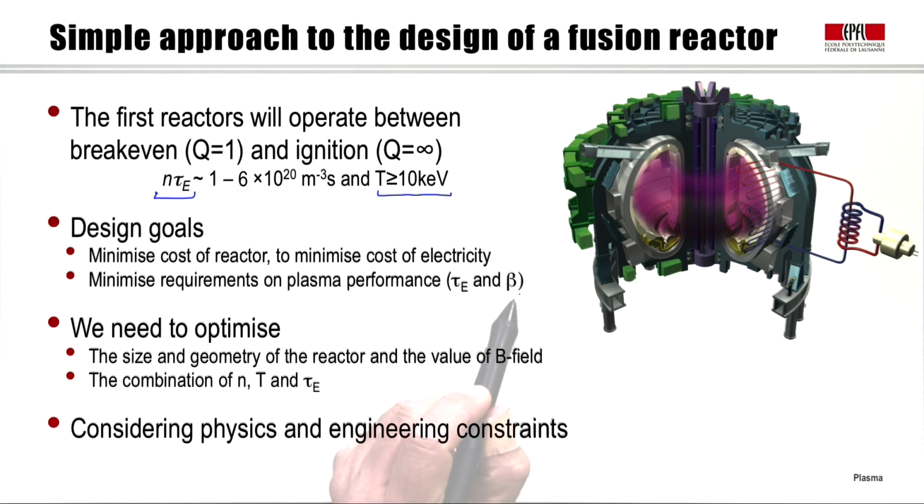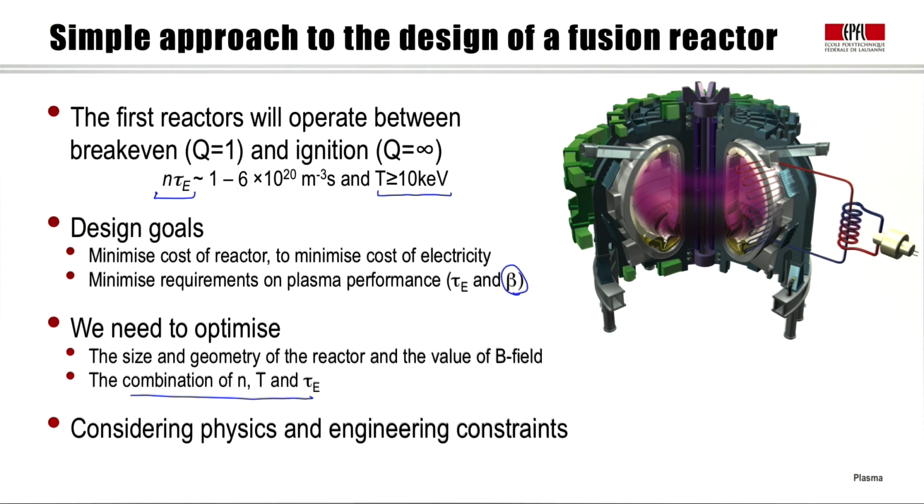That is, the beta of the plasma, which is the ratio between the plasma pressure and the magnetic field pressure, has to be as small as we can from the engineering point of view, in order not to make it too difficult for plasma physics. So these are the goals. What we need to optimize are the size and the geometry of the reactor and the value of the intensity of the magnetic field that will provide the confinement. In a somewhat more sophisticated part of the exercise, one can also optimize the combination of density, temperature, and confinement time for the plasma core.